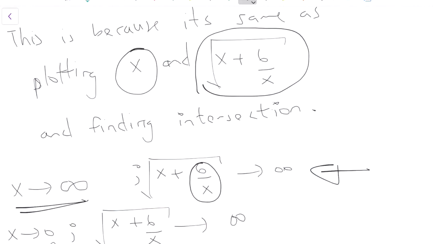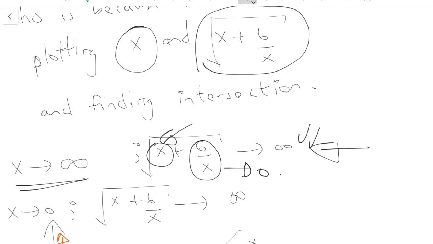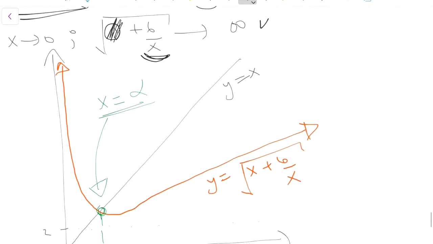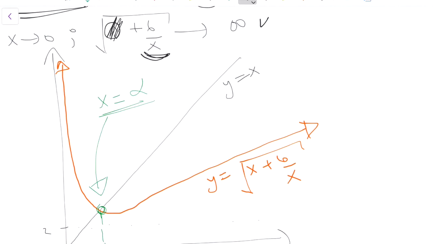Because this part tends to 0, and this tends to a huge number, so it will go to infinity. When x equals 0, this is 0, so this goes out, but then you have a huge number here, so it tends to infinity. And there you go, I plotted the graphs, and this is y equals x, and this is the square rooted term.